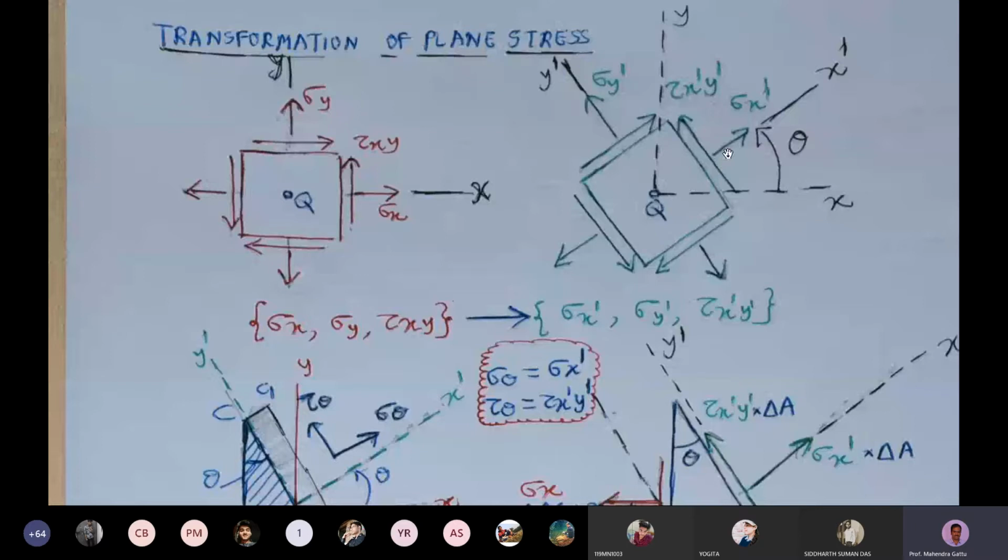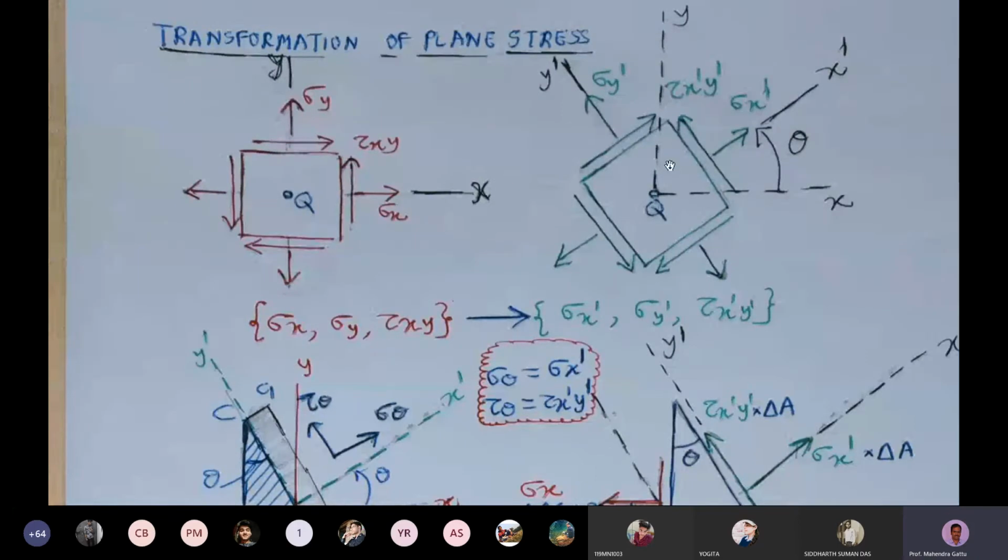So the stress element will have again two normal components, one normal component along the x prime direction and another normal component along the y prime direction. We have the shear stress component tau x prime y prime, and here this will be tau y prime x prime. So both will be equal. Tau x prime y prime will be tau y prime x prime.